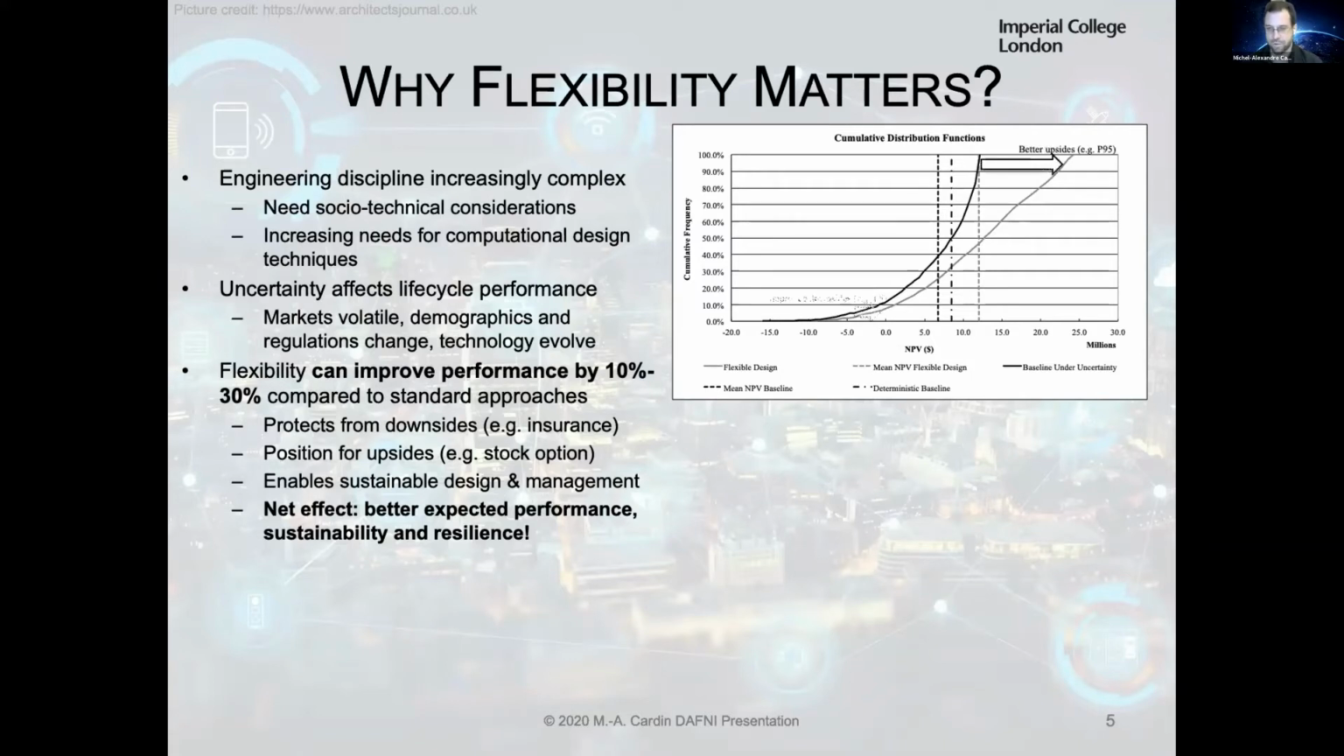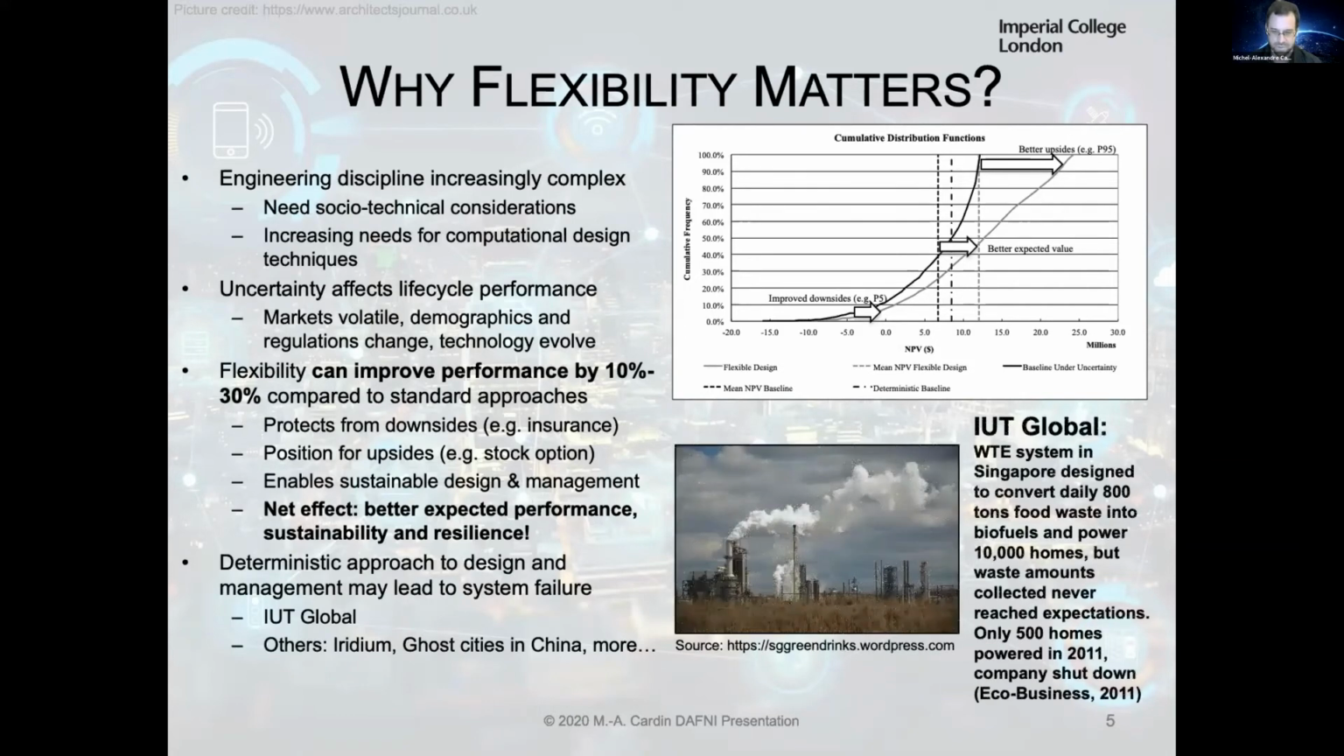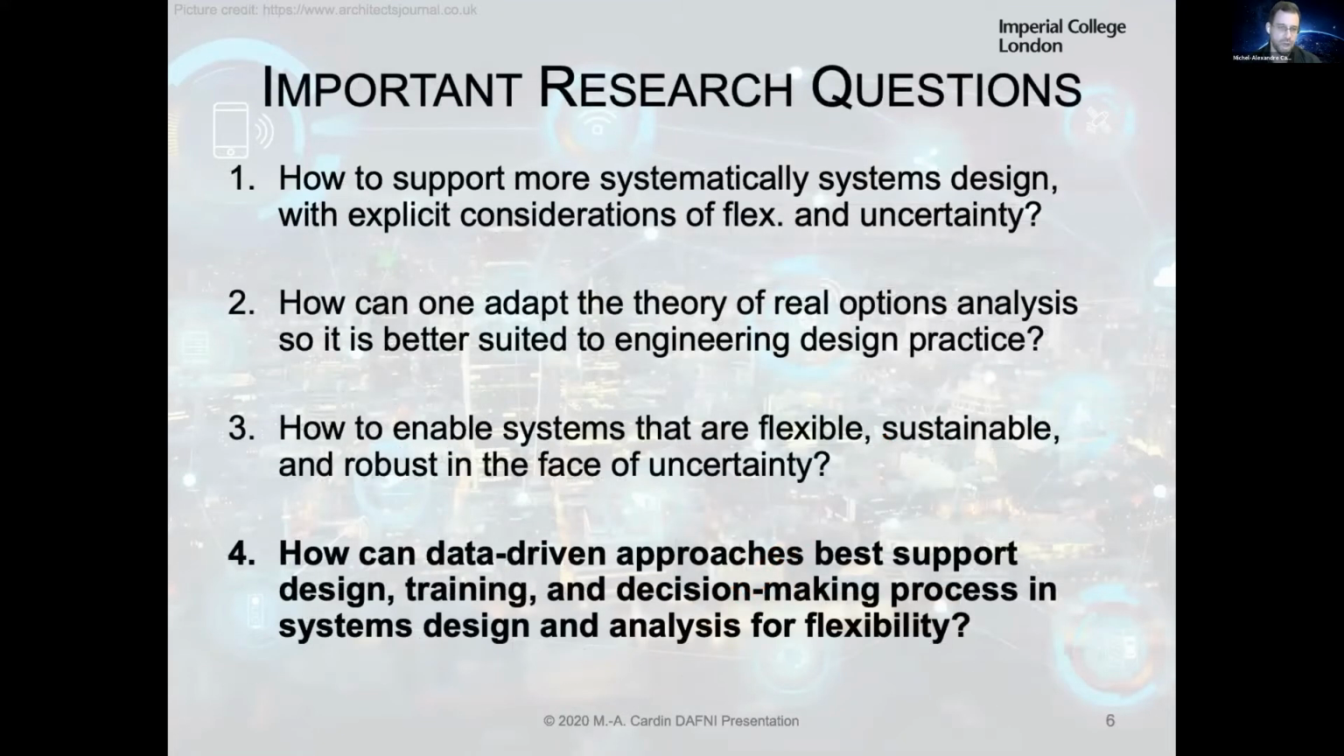Here you have a graphical representation of what flexibility does. If you think about a distribution of potential outcomes, it is really trying to push the distribution towards better value as a whole. Part of the motivation is that there have been many cases in the past where systems have been designed without flexibility, and despite functioning perfectly from a technological standpoint, they failed from other aspects, most of them from an economic standpoint. So this is the motivation for my work.